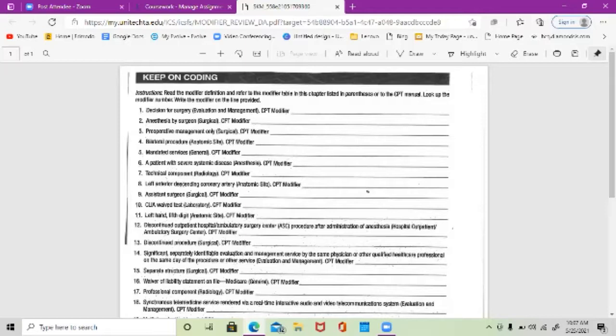Number four says bilateral procedures. Miss Roblin, you get this one. What's bilateral procedures? Oh yeah, I had did them. That's number four, 50. That's right. Number five is mandated services. Okay, Lariana, what's mandated services? 32. Okay. All right, Abigail, this is yours. A patient with severe systemic disease. Okay, everybody put yourself on mute because there's a lot of background noise. Okay, Abigail or Abby, a patient with severe systemic disease. Go ahead. P3. That's right. P3.